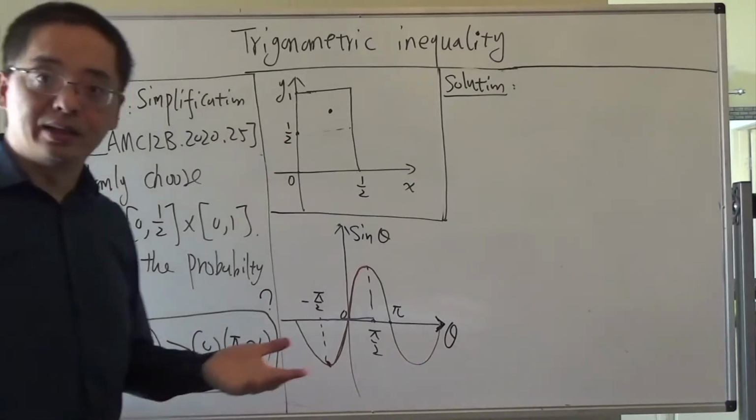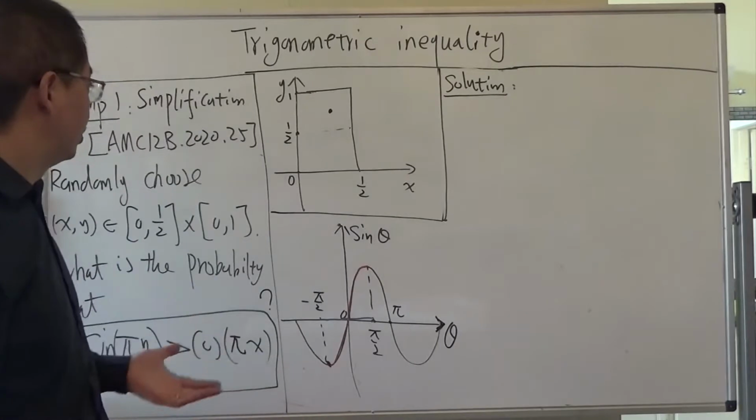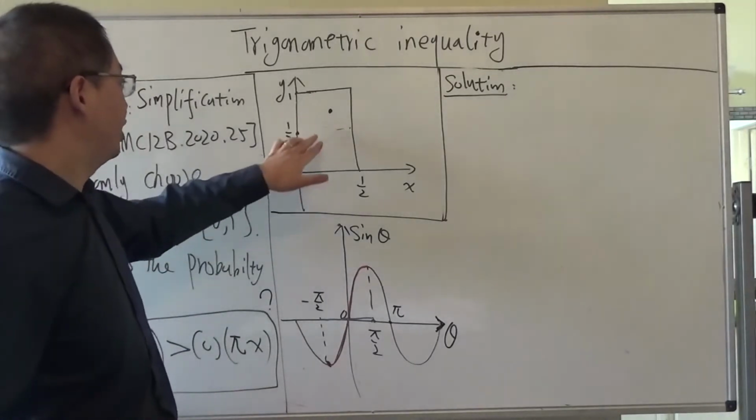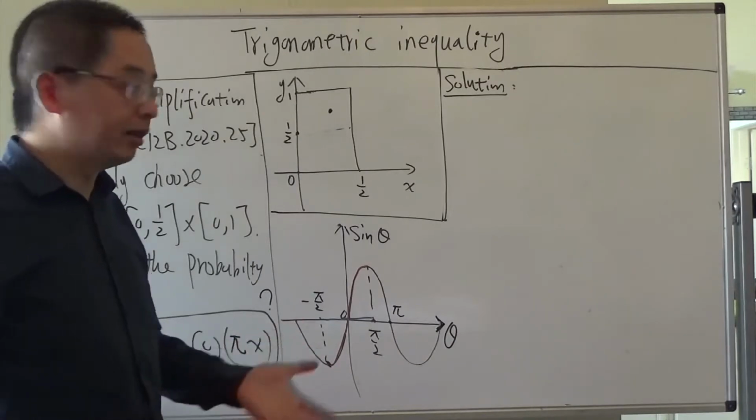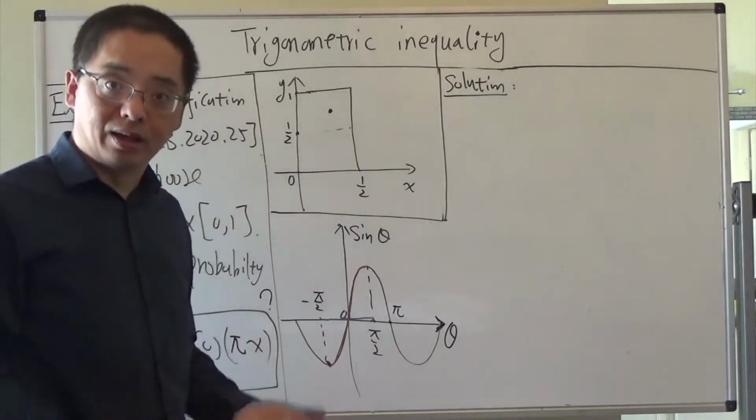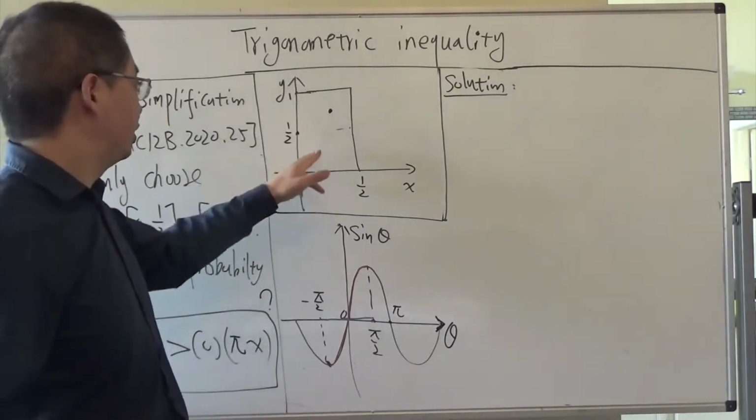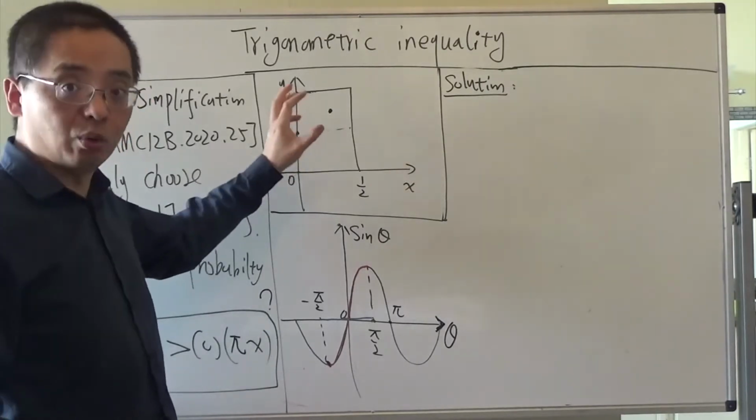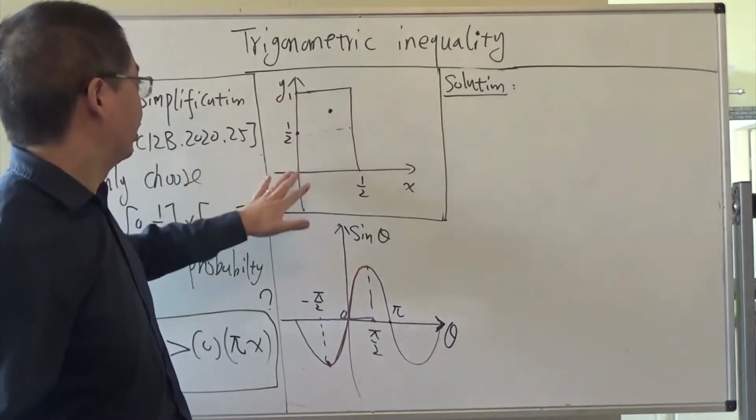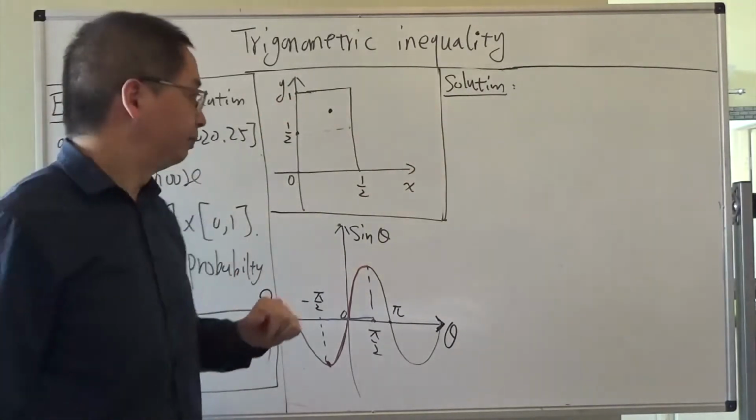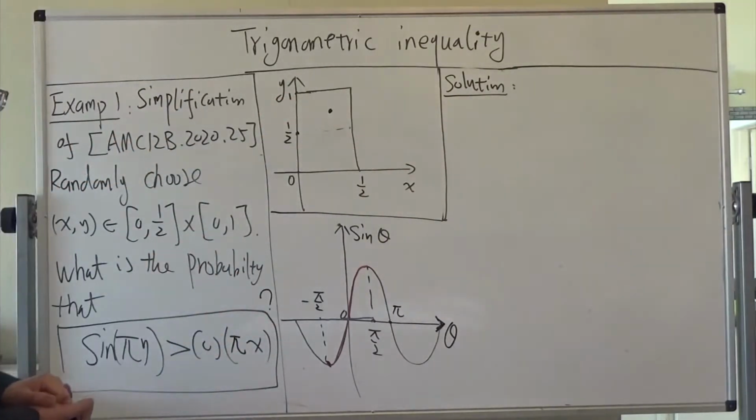In order to find the probability, what we need to do is to identify the region where this trigonometric inequality holds, and then the probability is just equivalent to the ratio between the area of that region and the whole area, which is 1 times 1/2, which is 1/2.